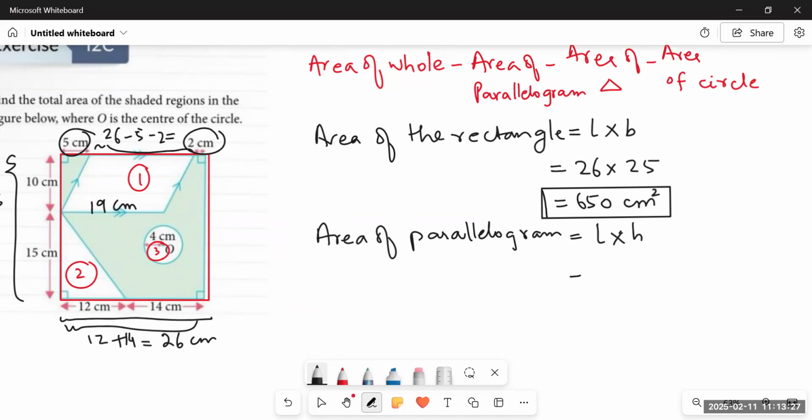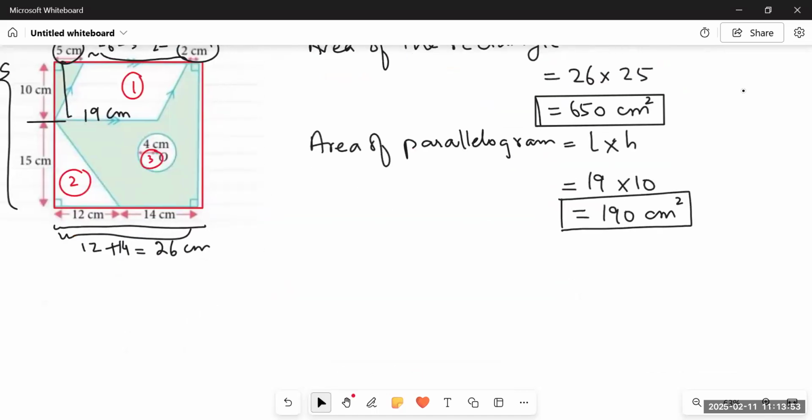So the length of this parallelogram would be 19 and the height would be, for that, we will take the height from the outside. Since it's given, you see that this height equals 10 centimeters. So we will multiply 19 by 10 and we will get the answer as 190 centimeters square. So this is the first area that we have to subtract from the total area of the rectangle, that is 650. Now let's talk about the area of the triangle.